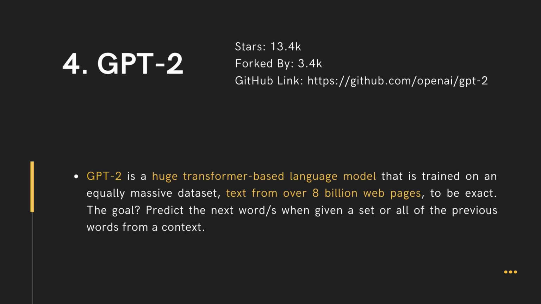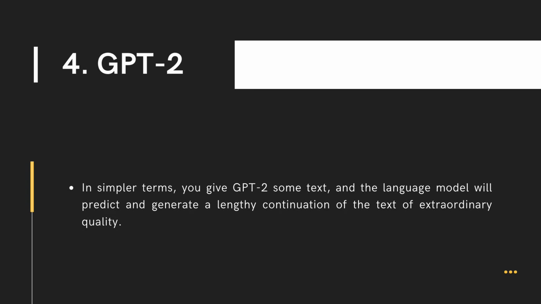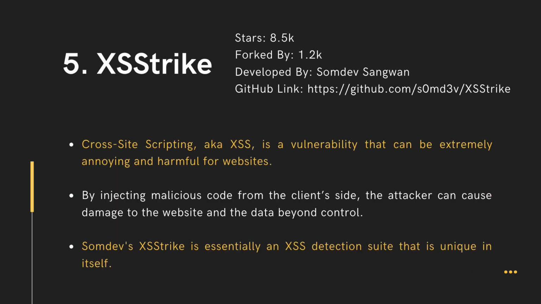I know, it sounds amazing, right? The GitHub repo has the code and the models for OpenAI's paper, Language Models are Unsupervised Multitask Learners, while the page mentions the description and a few caveats of GPT-2. The next that we have is XSStrike.